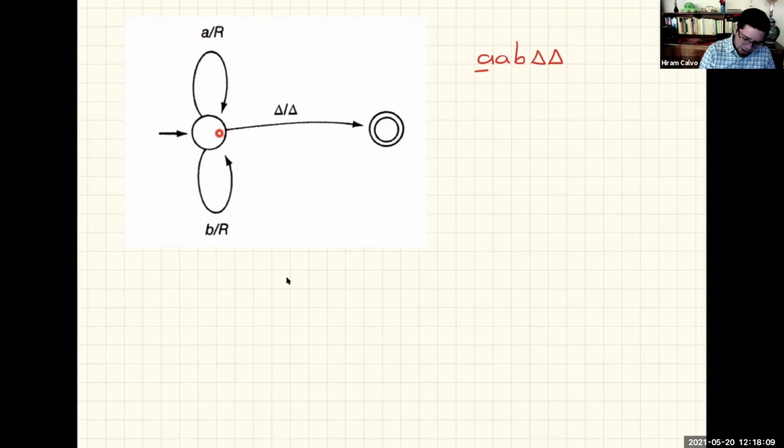Okay, we read the A and then move our head to the right. And now, again, we have an A and then move to the right. We have the same and then move to the right. And then read a B and move to the right. Read a B and then move to the right.